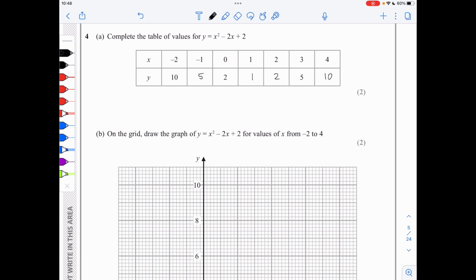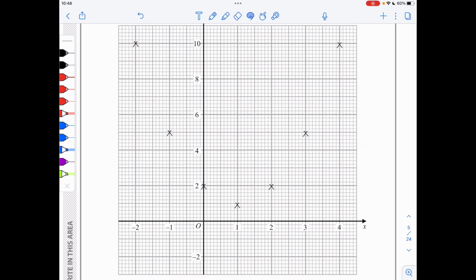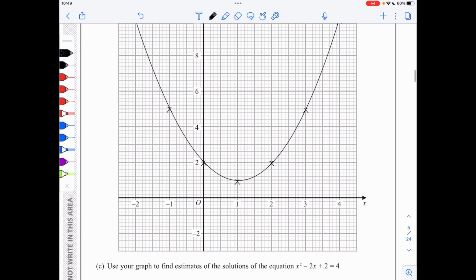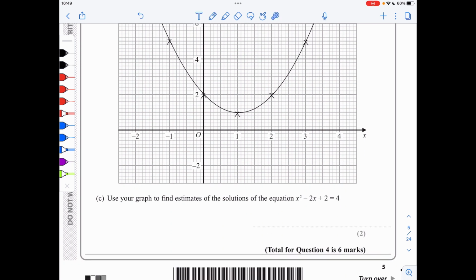So this is the first part, and then we want to plot the points and join them with a smooth curve. So we have plotted the points, we join them with a smooth curve as shown here, and this is the graph of y is x squared minus 2x plus 2. And then in part C, we need to use the graph to solve the equation x squared minus 2x plus 2 is 4.